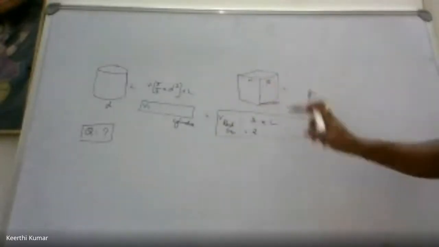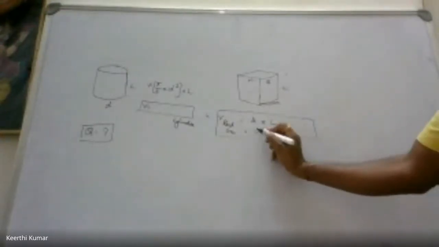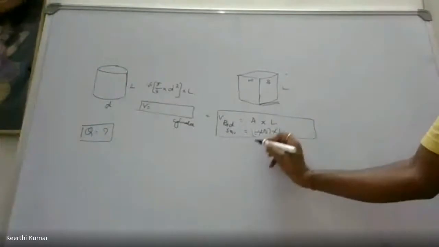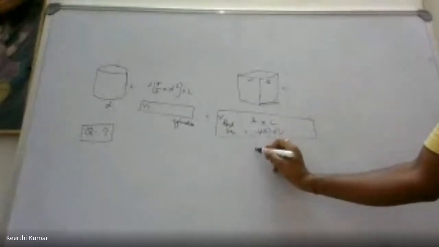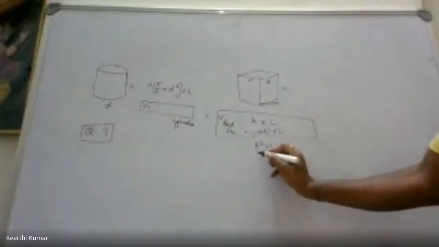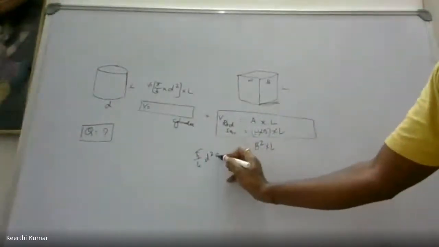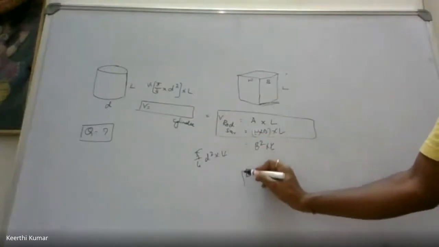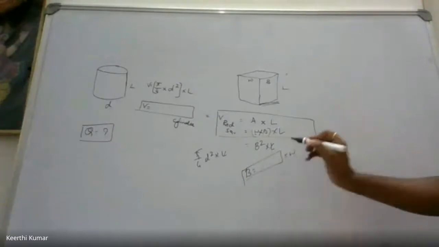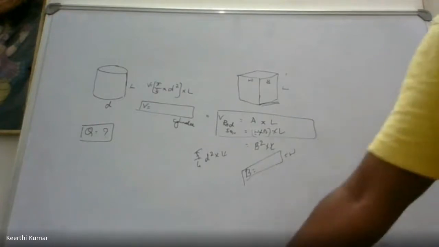Can you tell what is the volume for this arrangement? W into B into L. This is the volume for this solid rod, which is nothing but B square into L. That must be equated to pi by 4 into D square into L. Length is the same, so D square. Try to get the value of B, the breadth, which will be equal to the width. Yesterday we did till here. Remember?